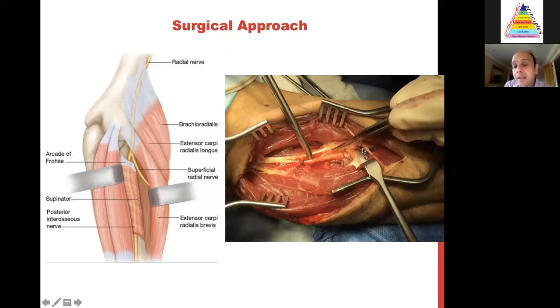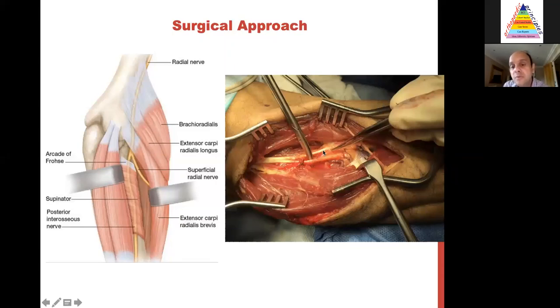Excuse me. And this is the arcade. That's the arcade of Frohse. So the posterior interosseous nerve is going there into the arcade of Frohse. Now, the other thing to notice here is the quality of the nerve. If you see, the nerve is nice and shiny, which is how it should be. A normal nerve looks like this.